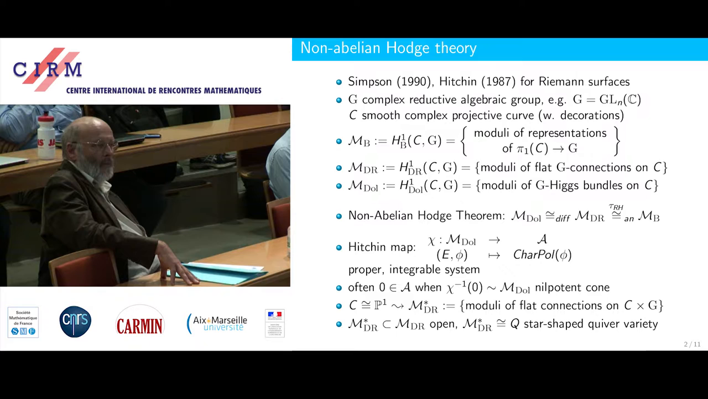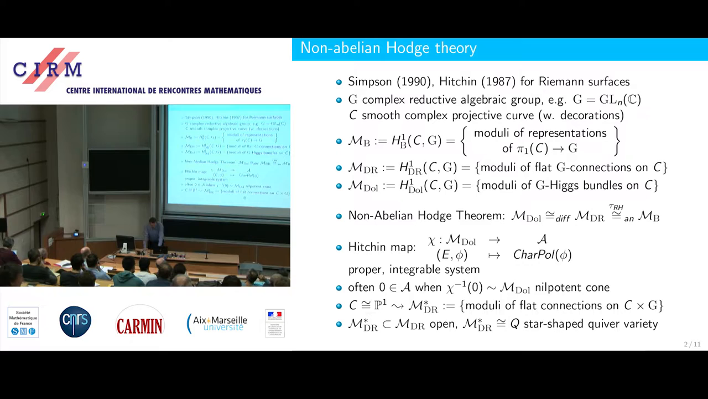He has been studying them for 15 years or something. So these are what he calls M star de Rham spaces, the moduli space of flat connections on the trivial bundle of, in this case, P1 times the group. It turns out to be an open subvariety inside the whole M de Rham space, and we will see that conjecturally it will capture some part of the cohomology of the three spaces we have.